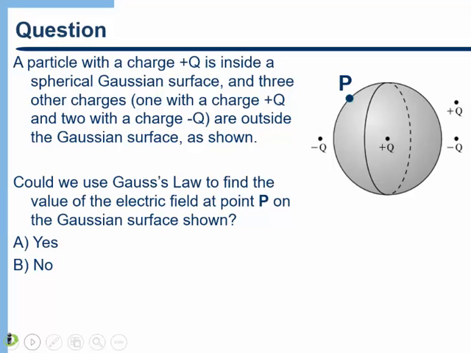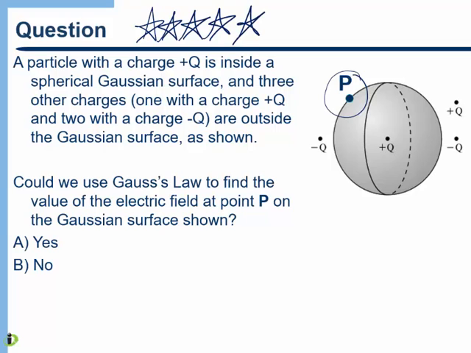Here's the follow-up question. The same setup, and now I'm interested in what the electric field is at point P. So the question is, could we use Gauss's law to find the value of the electric field at point P on the Gaussian surface shown? Go ahead, pause the video, and think about this one. So this question is really important because it really ultimately shows how much you're understanding Gauss's law.